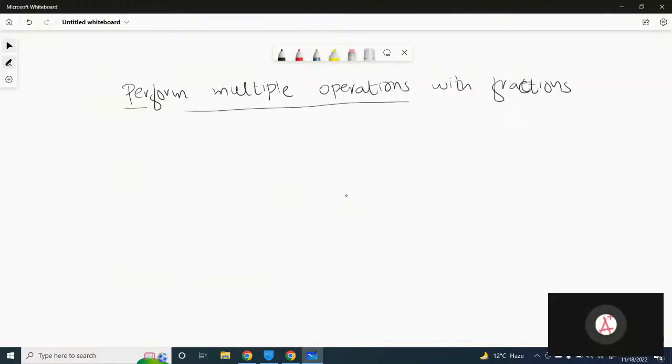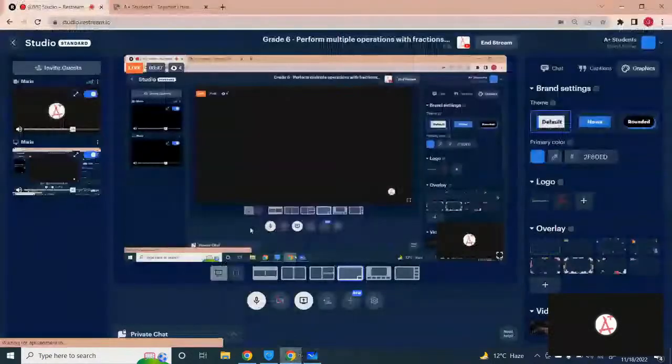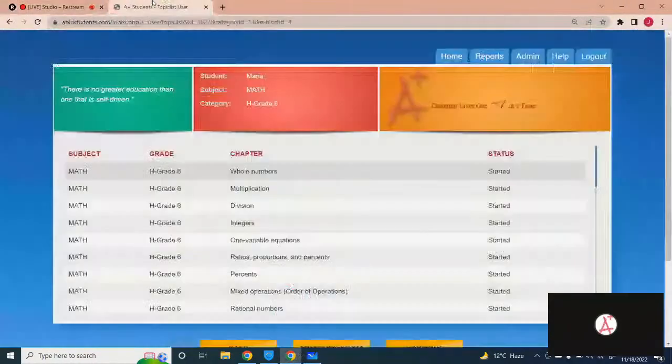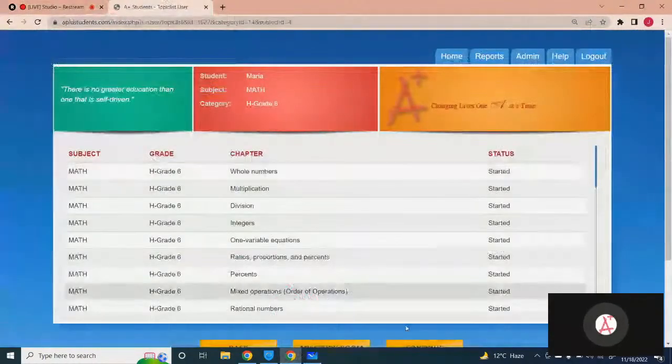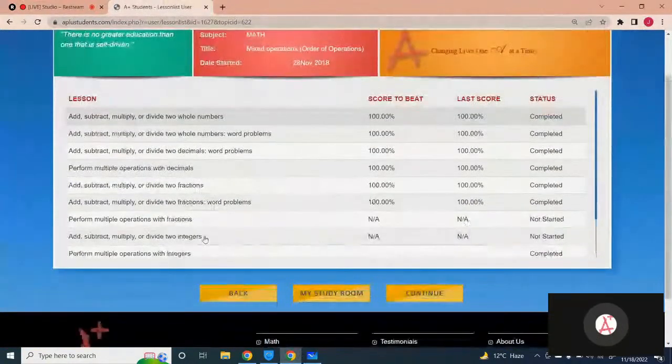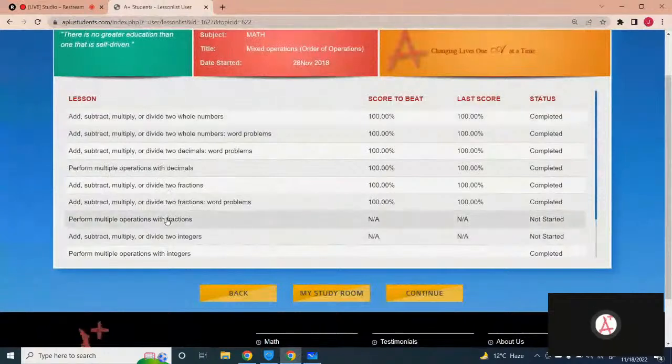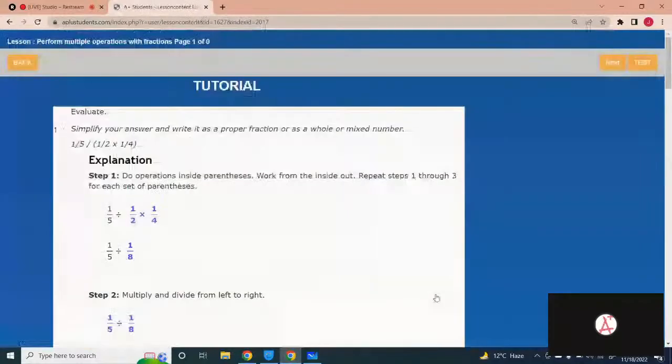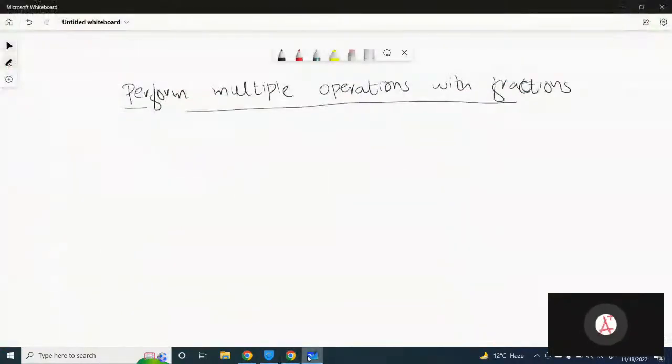Please make sure you have your notebook and pencil so that you can note down the important points and definitions as well. Got it? Here's the topic, mixed operations, and the topic is perform multiple operations with fractions. Let's start with this one. Okay, so the first one is evaluate 1 by 5 divided by 1 by 2 times 1 over 4.